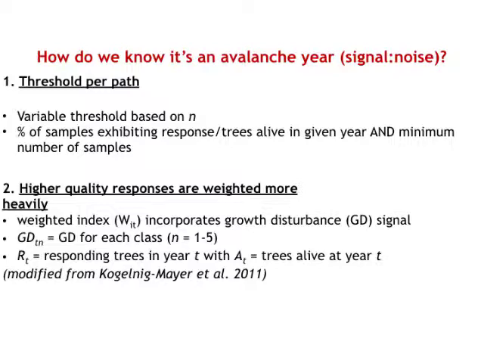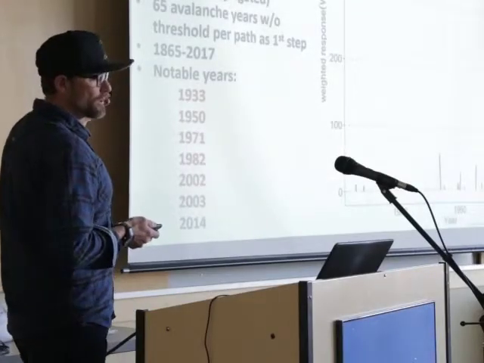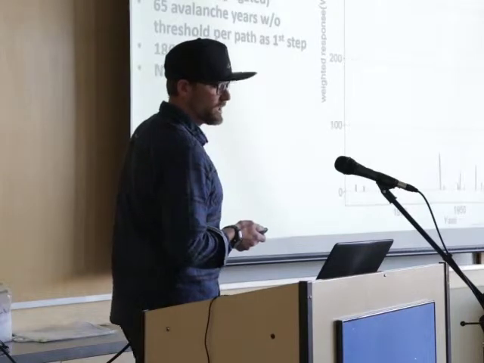Another one is we weight the higher quality indexes more heavily. So the class 1s and 2s are weighted more than the class 4s and 5s. So we apply both of these to our samples, and of course some get filtered out. And so now we have a chronology that goes back to about the mid-1800s after applying this pretty stringent filtering system or threshold system.